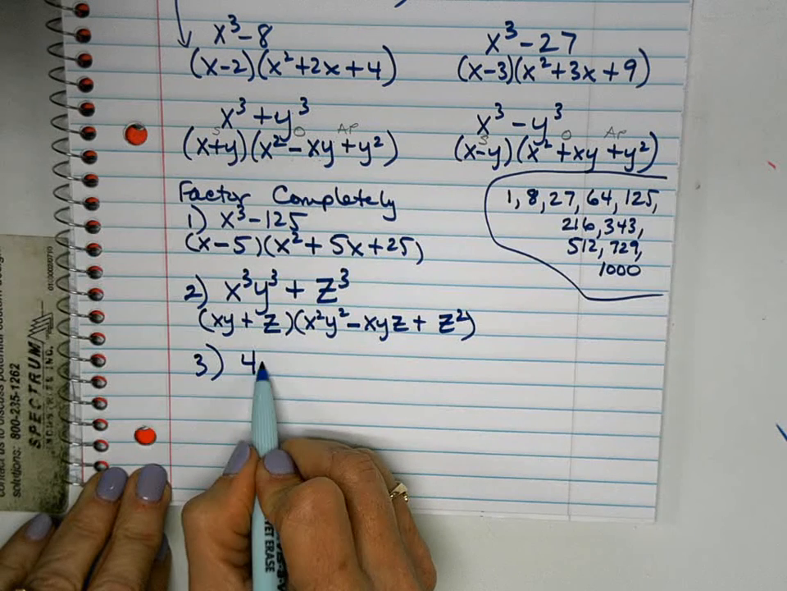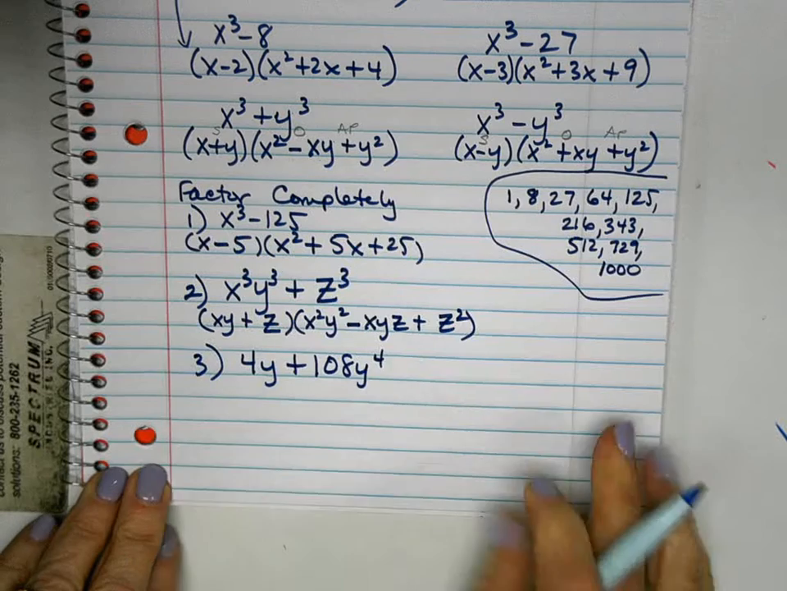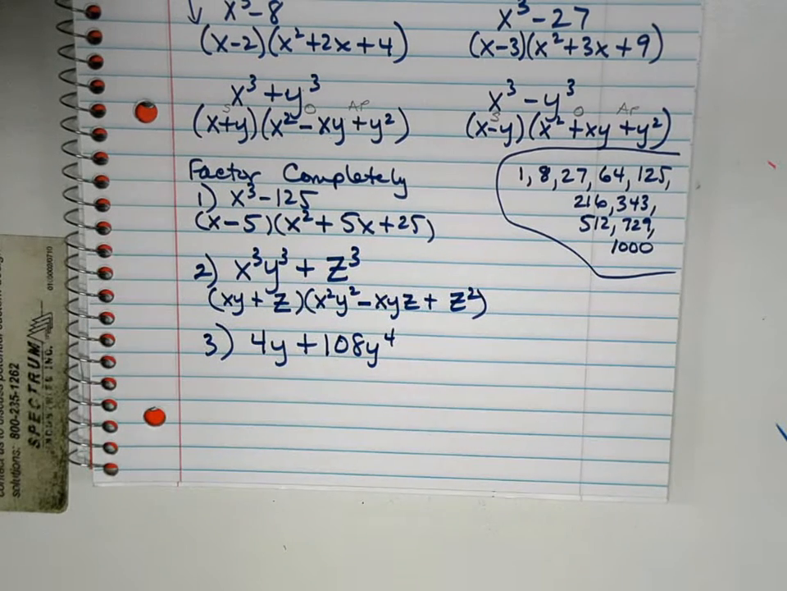4y plus 108 y to the fourth. Okay, so the first question is, are these perfect cubes? 4 is not a perfect cube. Y is not a perfect cube. 108, no. 64 and 125. 108 is not one of our perfect cubes. Okay, so we have to do something else first.